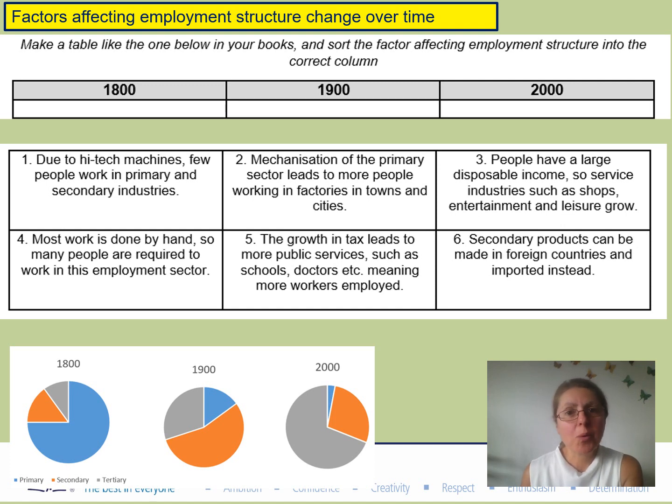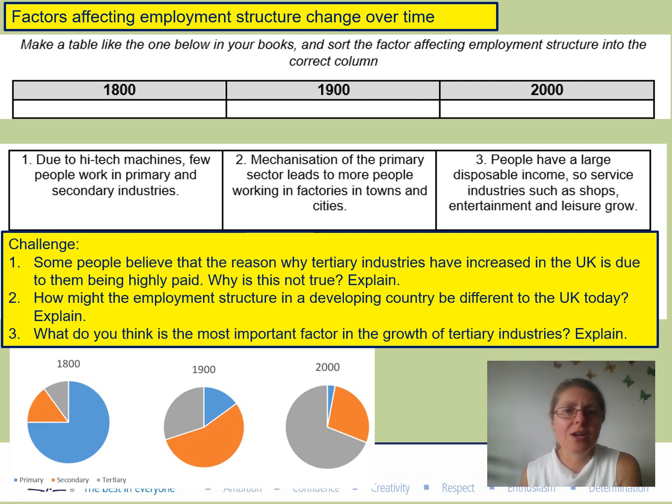Now, we're going to look at employment structure change in the UK, and you'll need half a page for this activity. What I would like you to do is create a table with the headings 1800, the year 1900, and the year 2000. We're going back to those pie charts we saw earlier, and I'd like you to sort the statements at the bottom of the page into the correct headings. Pause the video to complete the task. Now I would like you to try and answer these challenge questions. Press pause to complete.